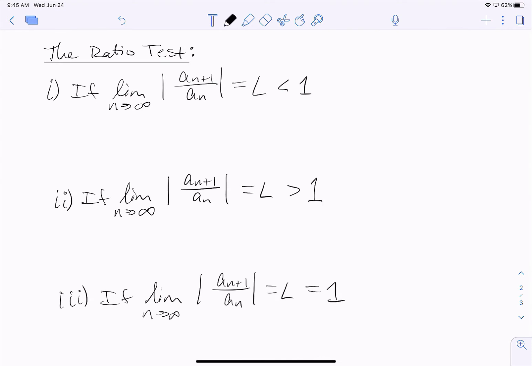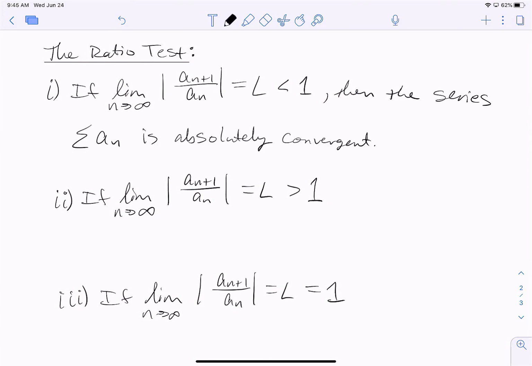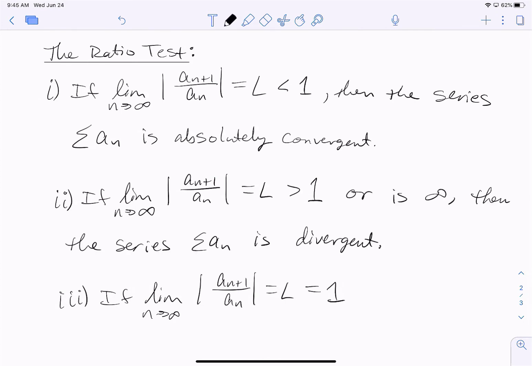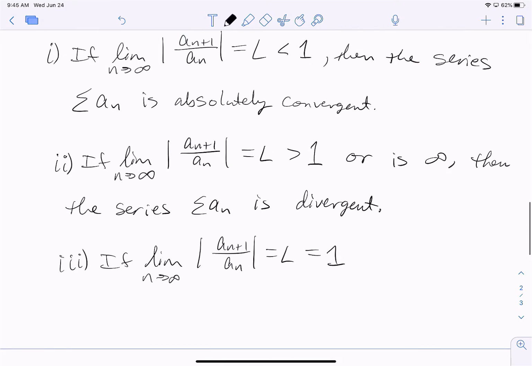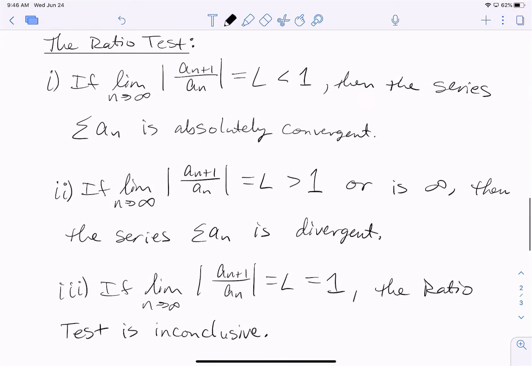If the limit is less than 1, then the series sigma a sub n is absolutely convergent. If the limit is greater than 1 or is infinity, then the series sigma a sub n is divergent. And if the limit is equal to 1, the ratio test is inconclusive, which means use another test.